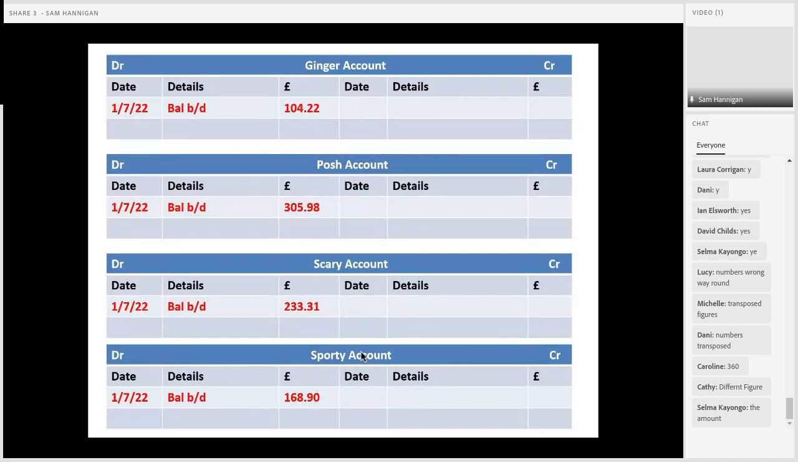is enter it into the individual accounts. So on 3rd of the 7th, you've got cash book. Remember, in their accounts, it's the transaction date of 226.47. You've got 6th of the 7th, which I think is Ginger, of 104.22. Then you've got 13th of the 7th is Sporty. And 19th of the 7th is Posh.